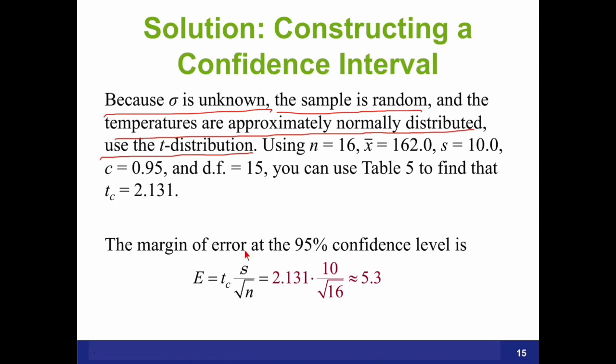So now the margin of error for the 95% confidence level is, and then we use the formula to calculate it. This is the critical value associated to the 95% confidence level. This is the estimation of the standard deviation of the population, and this is the square root of the sample size. So the margin of error is approximately 5.3 Fahrenheit degrees.